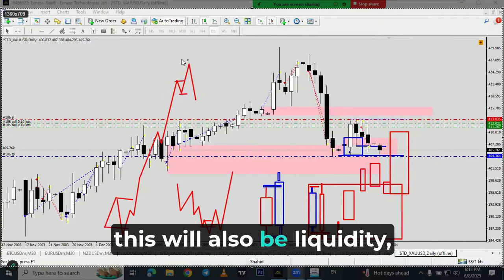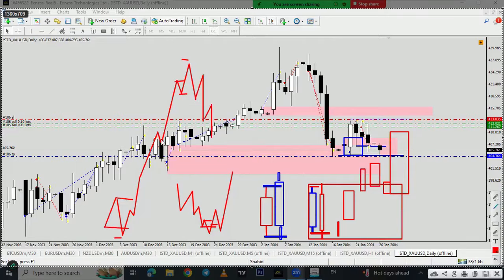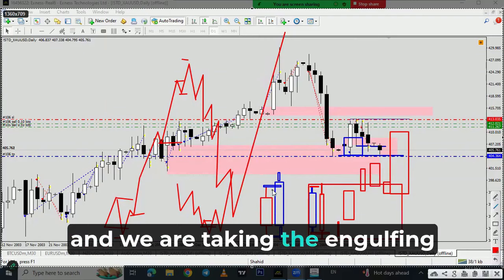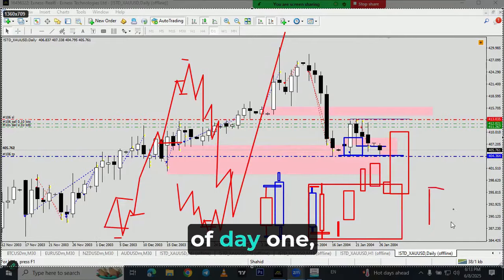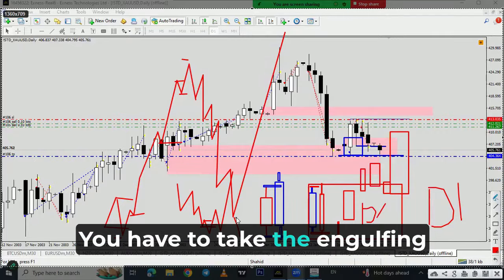Then we will do this from here. This will also be liquidity. This is also back topics. Then we will do this from here. We buy the last liquidity. These are the things, and we are taking the engulfing of day one daily. Remember, you have to take the engulfing of day one, which I am telling you, day one, and this is also day one. You have to take the engulfing of day one.